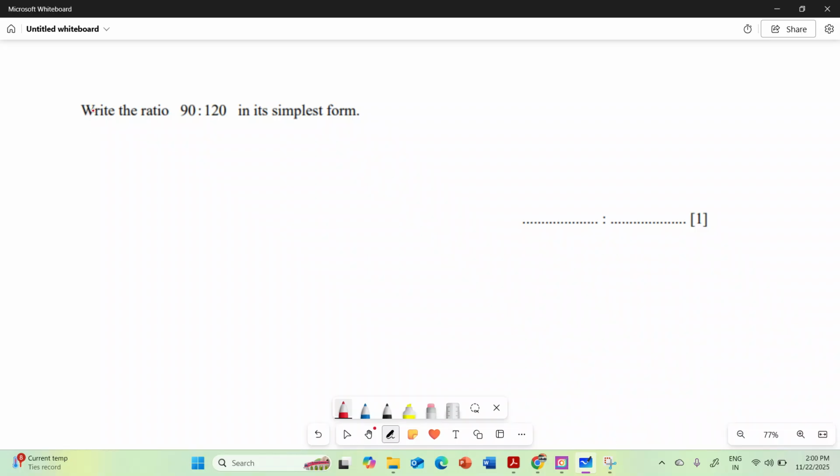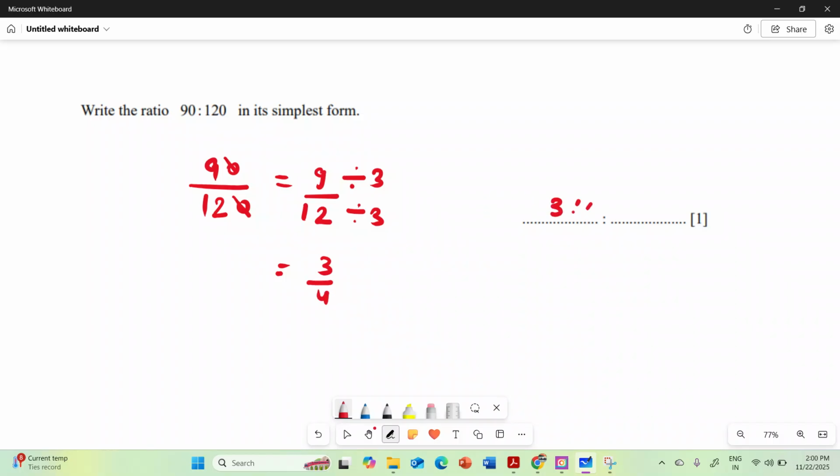Here I have a question. Write down the ratio 90 to 120 in its simplest form. So better I will take 90 divided by 120. I can cancel out 0, so this is 9 by 12. The HCF of 9 and 12 is 3. So divide by 3 and divide by 3. Here you will get 3 by 4. The simplest form is 3 ratio 4.